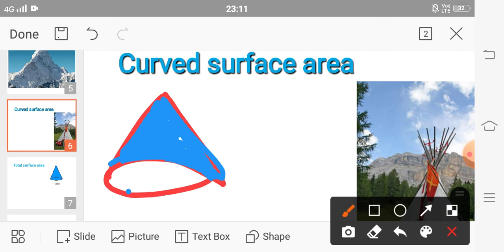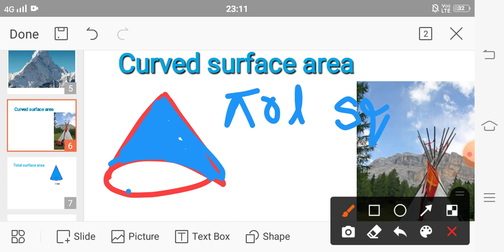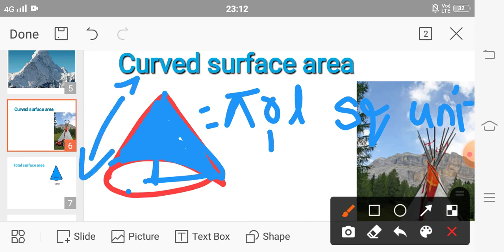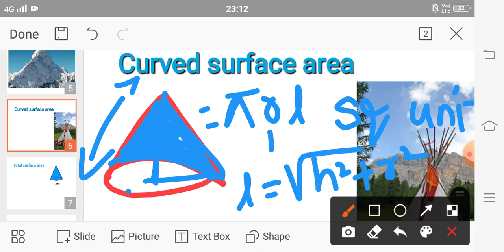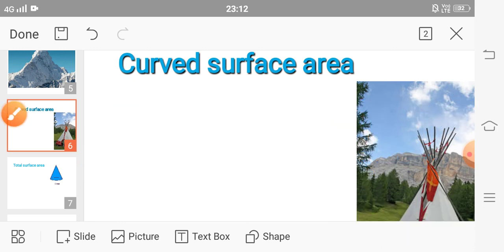This curved surface area we measure by using the formula pi r L square units. Pi value is 22 by 7. r is the radius of the circle and h is the height. L is slant height. L equals under root of h square plus r square. In this way we find out the curved surface area of cone.